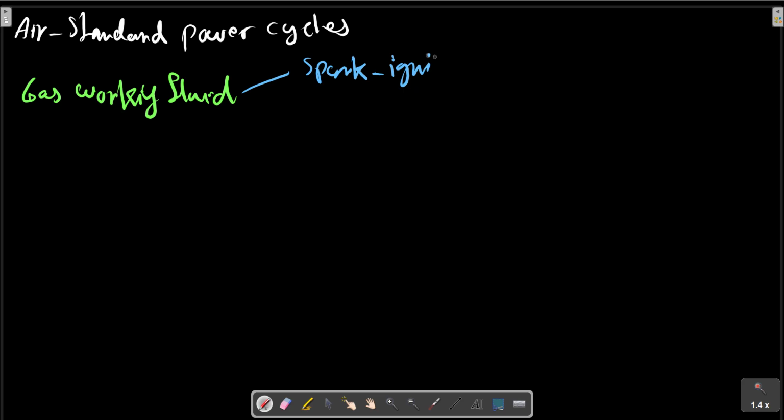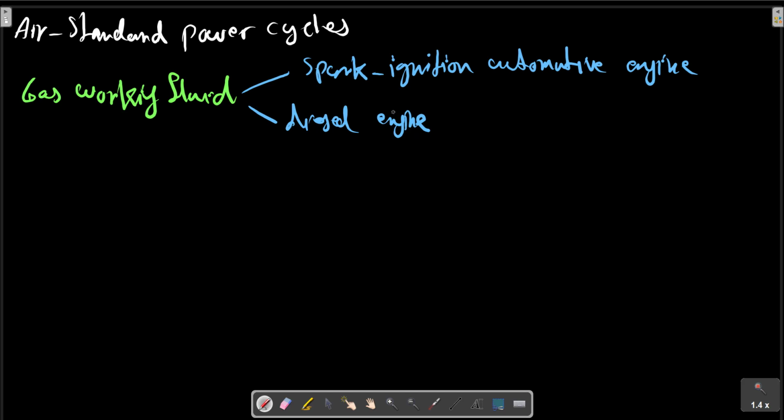It may be for a gas working fluid. For example, the spark ignition automotive engine, or the diesel engine, and the conventional automotive gas turbines.